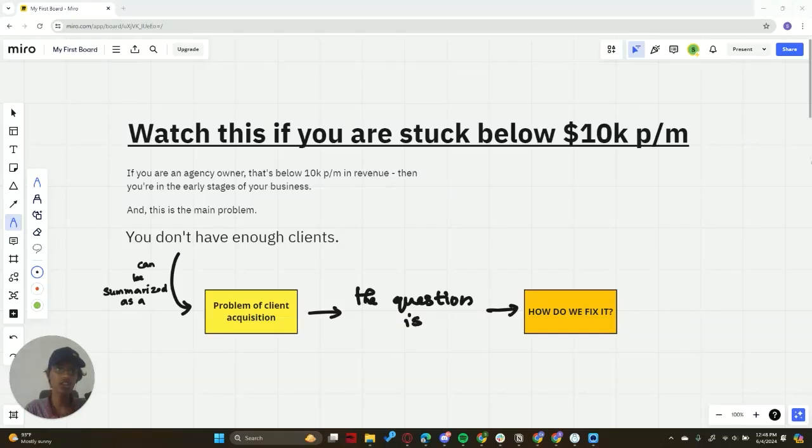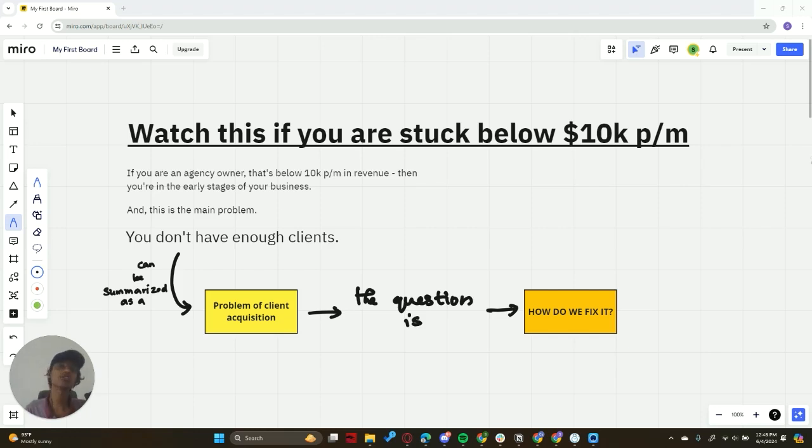If you're an agency owner that's below 10K per month in revenue, then that means that you're in the early stages of your business. And this is the main problem that you have right now. You do not have enough clients. It's as simple as that. Now, there can be a case of you charging too low. That's also a situation that you can possibly have.